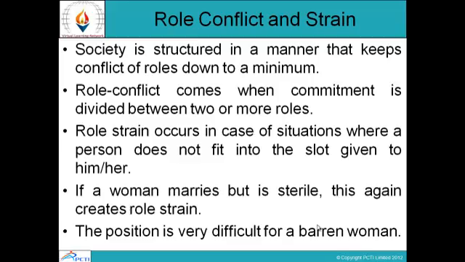Role conflict and strain. Society is structured in a manner that keeps conflict of roles down to a minimum. Role conflict comes when commitment is divided between two or more roles. Role strain occurs in situations where a person does not fit into the slot given to him or her. If a woman marries but is sterile, this again creates role strain. The position is very difficult for a barren woman.